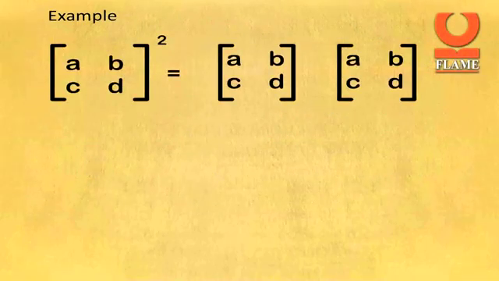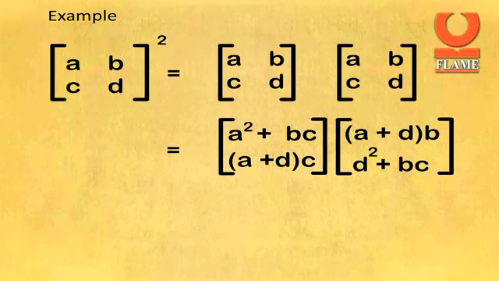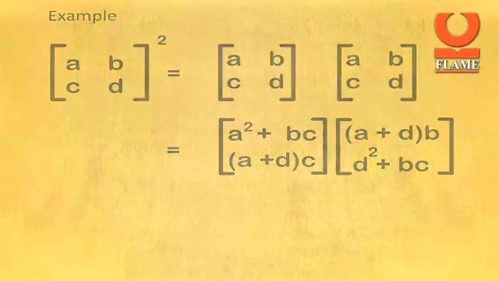Now we will take another example, [A B; C D] whole square, which will give us A square plus BC, (A plus D) into B, (A plus D) into C, D square plus BC.